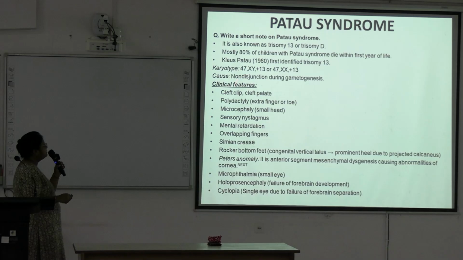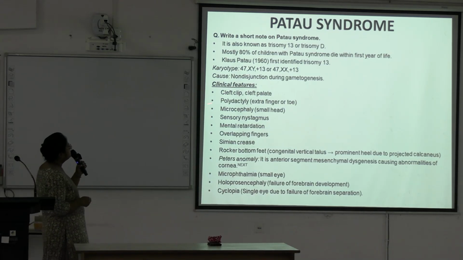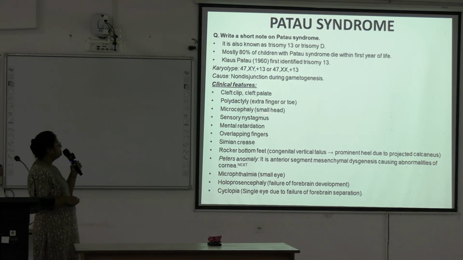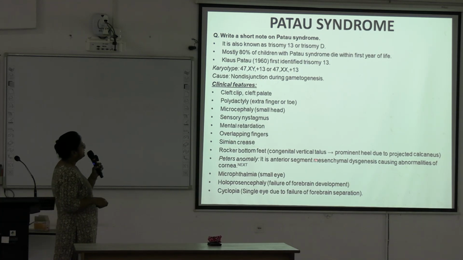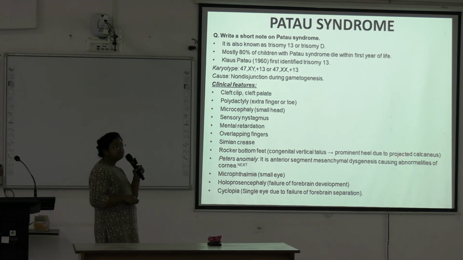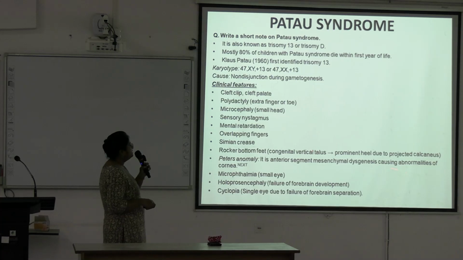These are the clinical features. There will be cleft lip, cleft palate, polydactyly. Polydactyly means extra finger or extra toe. Microcephaly, small head, sensory nystagmus, mental retardation, overlapping of fingers, simian crease, rocker bottom feet, congenital vertical talus, and prominent heel due to projected calcaneus.